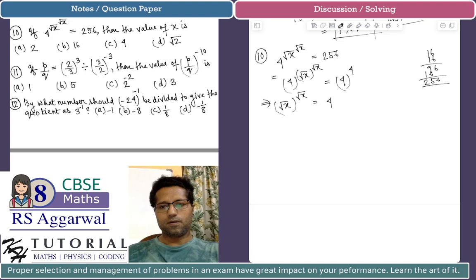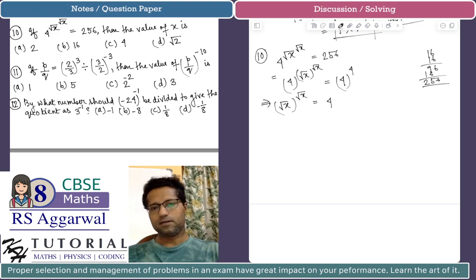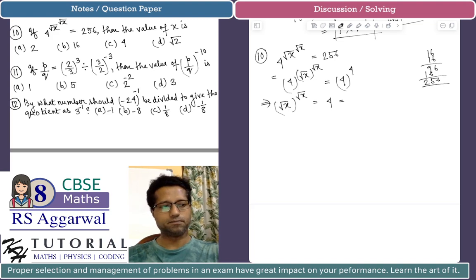Now the left hand side. Obviously the 4 you can express in the exponential form as 2 to the power 2, and you can clearly see that on the left hand side the base and the power are the same, the base is root x and the power is also root x, and on the right hand side also I can see the base is 2 and the power is 2. So this clearly implies that root x has to be equal to 2.